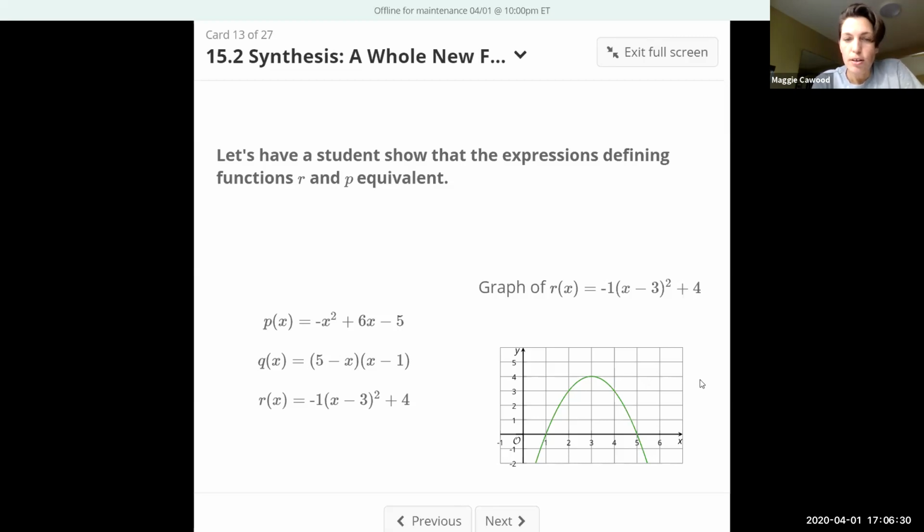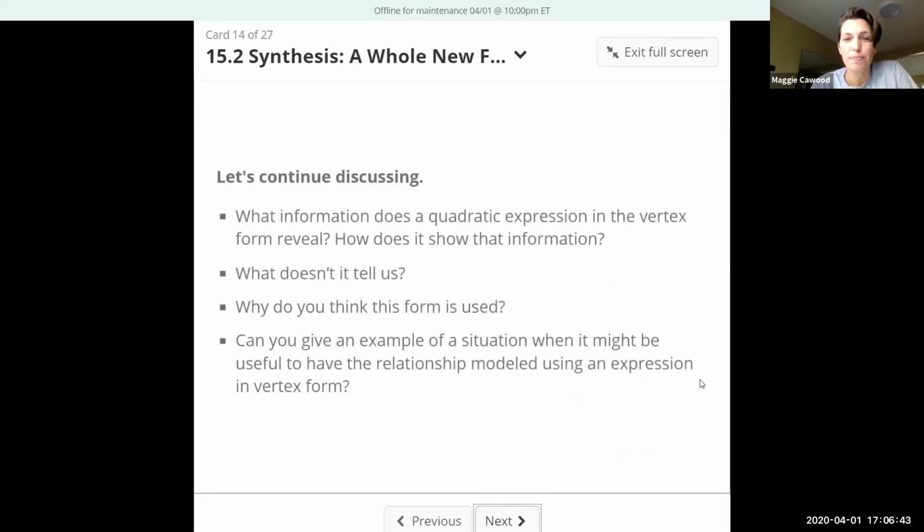And here it's showing us our vertex, but it's +3, 4. All right, interesting. So we've got our y-intercept, our x-intercepts, and our vertex. So each of those forms gives us something special.